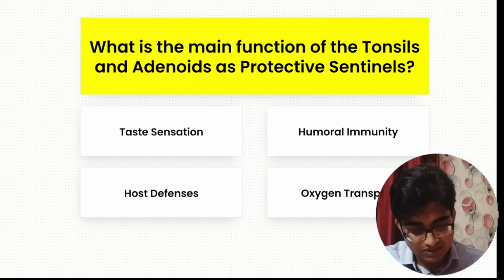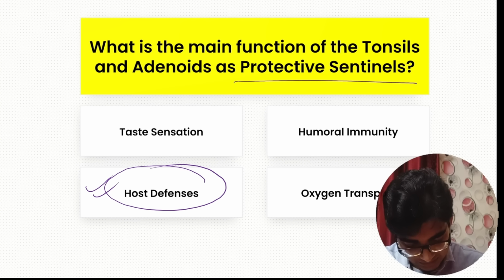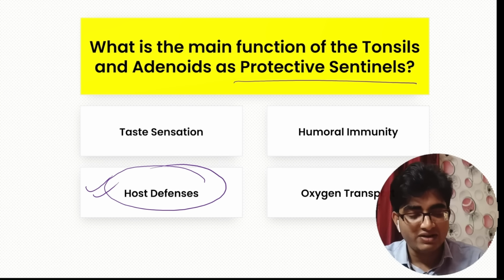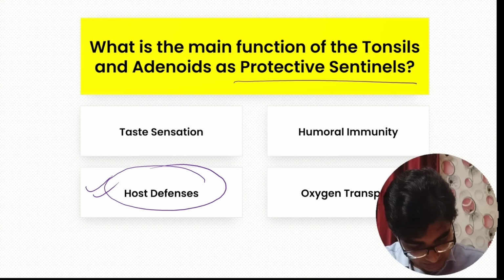Next, what is the main function of tonsils and adenoids as protective sentinels? Host defenses, correct? I have already discussed in the previous video that the adenoids and tonsils act as protective sentinels for host defenses, correct?